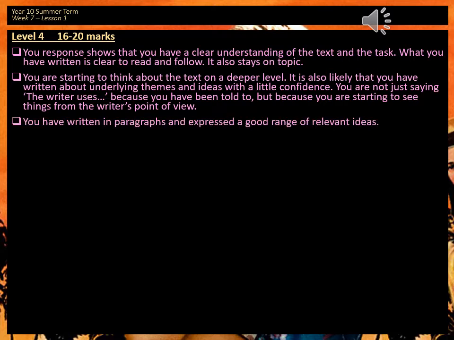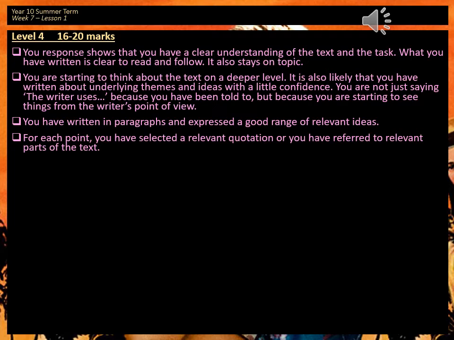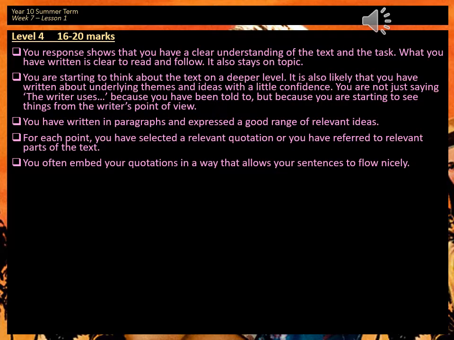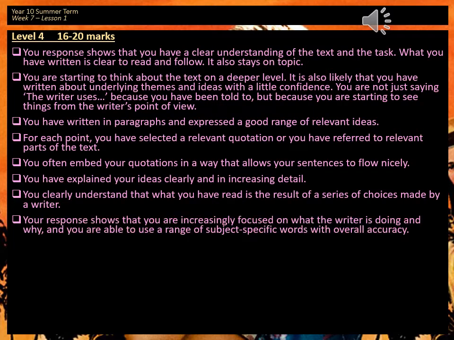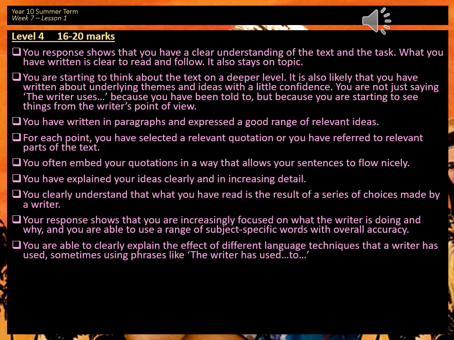You have written in paragraphs and expressed a good range of relevant ideas. For each point, you have selected a relevant quotation or you have referred to relevant parts of the text. You often embed your quotations in a way that allows your sentence to flow nicely. You have explained your ideas clearly and in increasing detail. You clearly understand that what you have read is the result of a series of choices made by a writer. Your response shows that you are increasingly focused on what the writer is doing and why, and you are able to use a range of subject-specific words with overall accuracy.